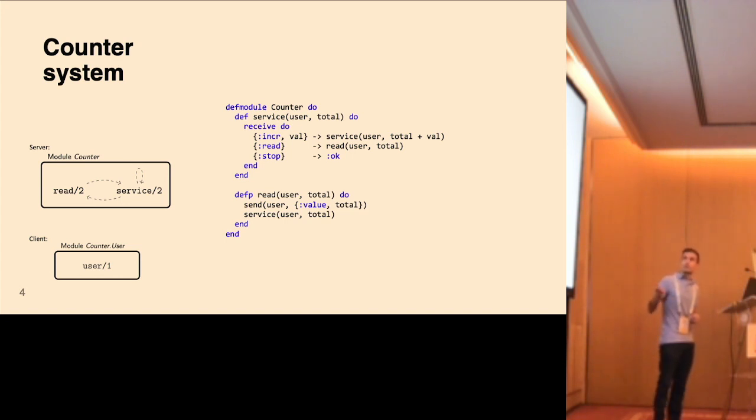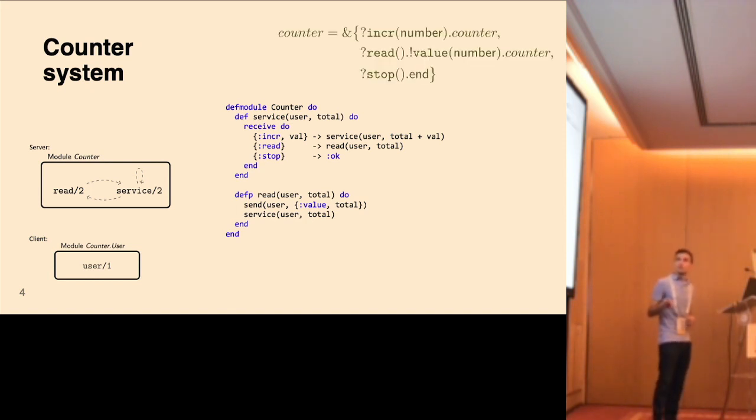The server part can be implemented as this module counter, where you can see two functions. There's a function called service that takes two parameters, the PID of the user, and also the total value. The process blocks until it receives a message, and this message has to be of the form increment, read, or stop. If it receives increment, then it increments the total via tail recursion. If it receives read, then it calls the private function read, where the server sends back the current value to the user. And if it receives stop, then it just does nothing.